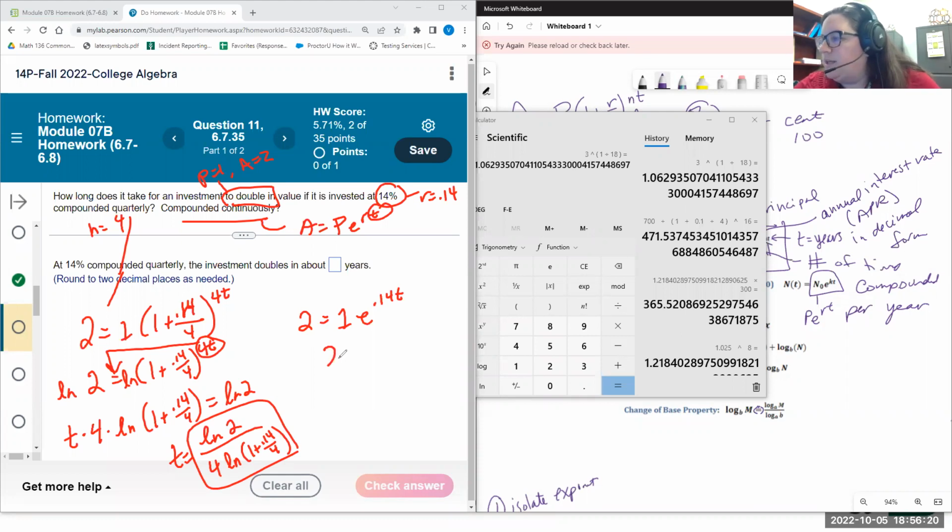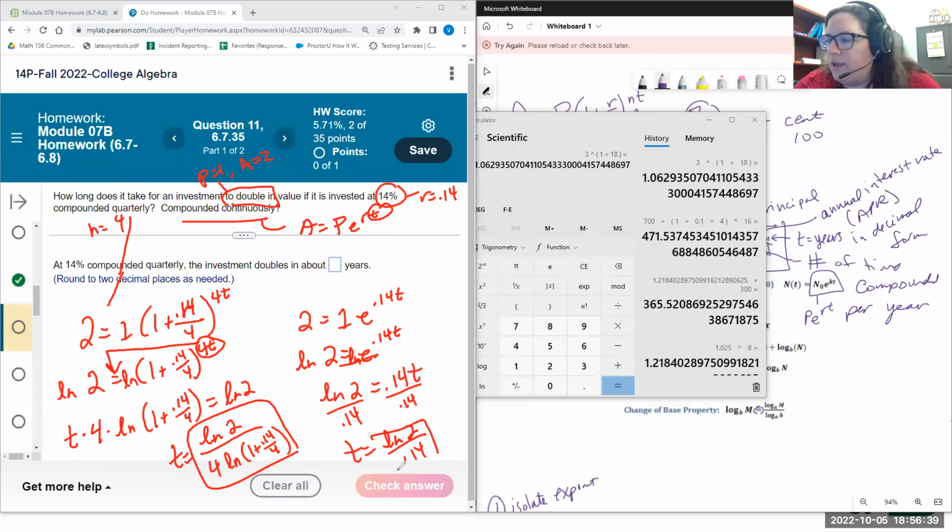And then this one, the continuous, is actually a little bit easier. 2 equals e to the 0.14t. When I do the ln on both sides, it actually cancels out the e. So ln of 2 equals 0.14t, divide by the 0.14. And we get t equals ln of 2 over 0.14. Again, put that into your calculator. Not nearly as many chances to mess up with that. But yeah, so you get those.